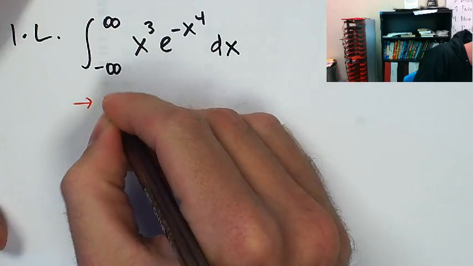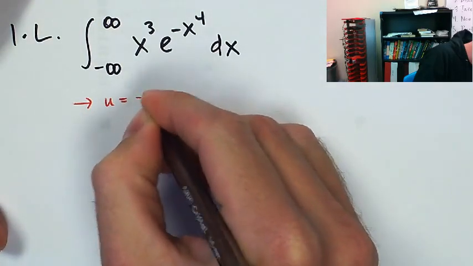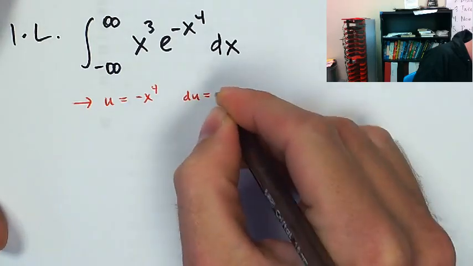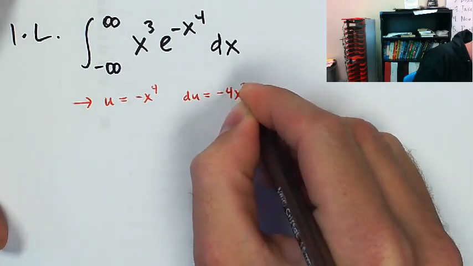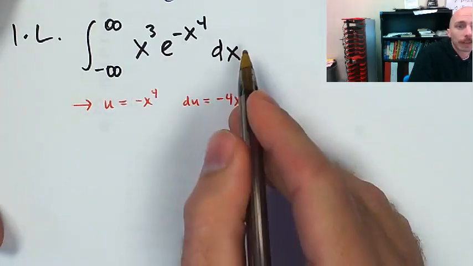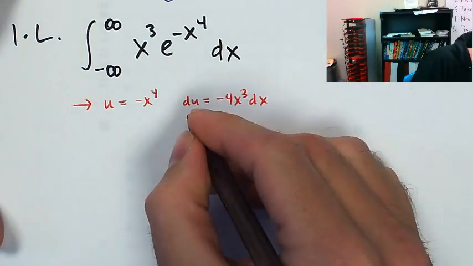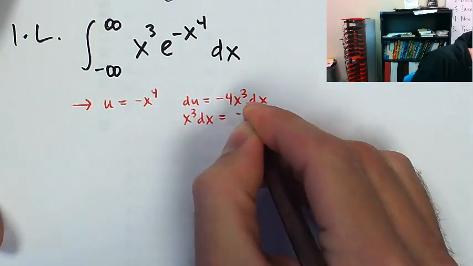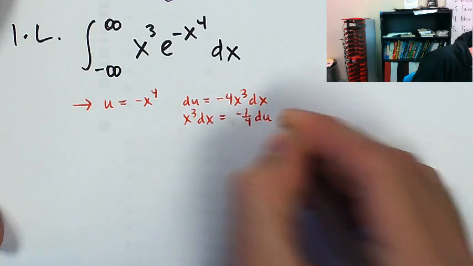So I'm going to let u equal negative x to the 4th. So du is equal to negative 4x to the third dx. But I don't have negative 4x to the third dx. I just have x to the third dx. So I divide both sides by negative 4 and say x to the third dx equals negative 1/4 of du.